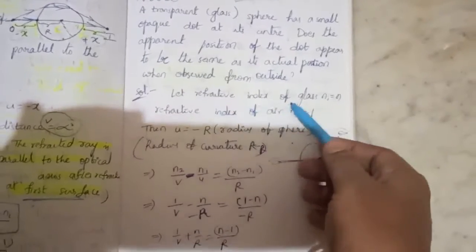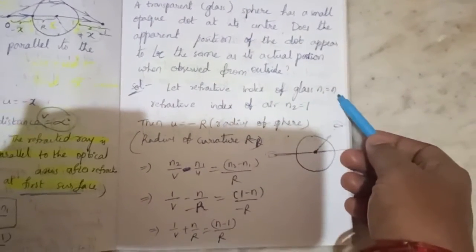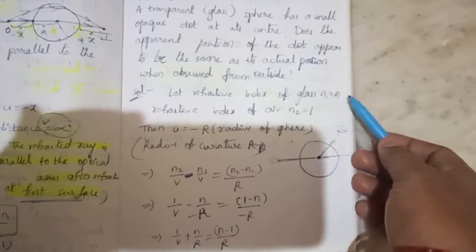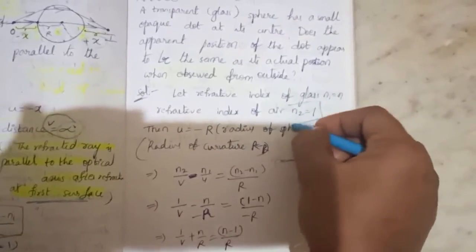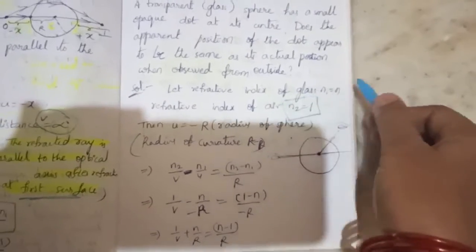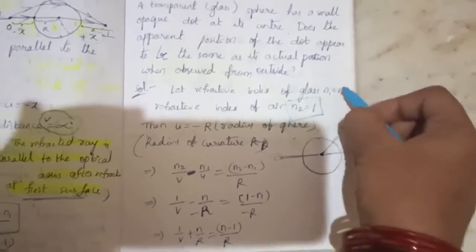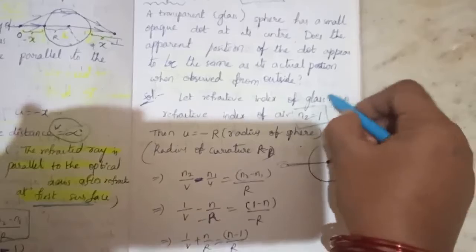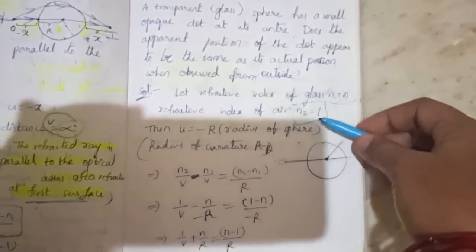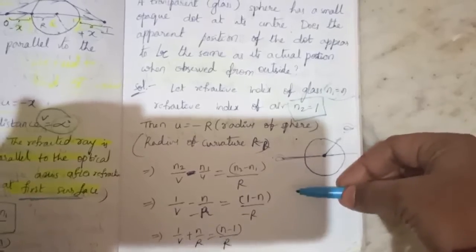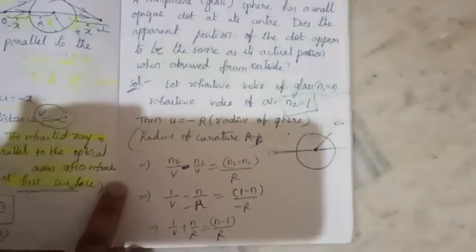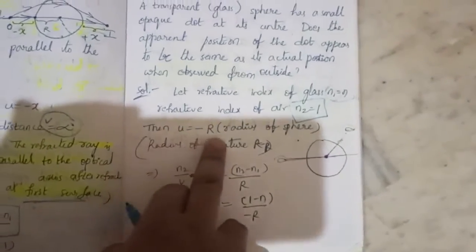Let the refractive index of glass be n. n1 equals n we are taking, and the refractive index of air equals 1, n2 equals 1. Here n1 is the refractive index of glass, and the other one is the refractive index of air, which we need to calculate because the observer is outside in the air. Then u equals minus r.